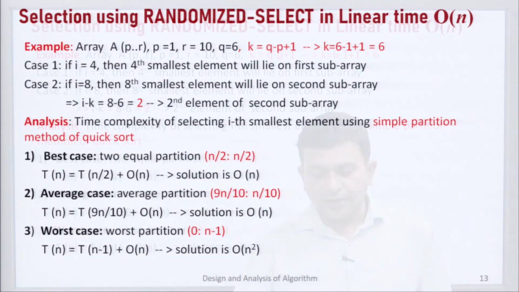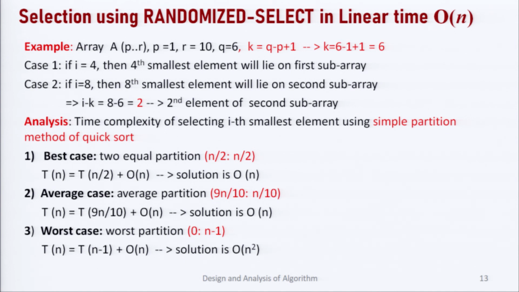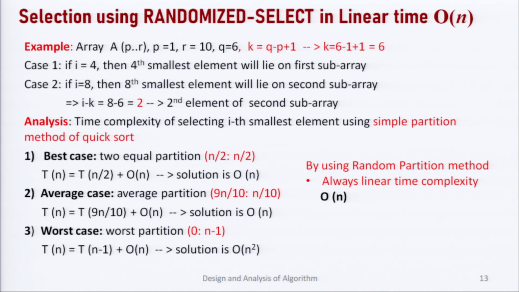Definitely these are some examples we can take. Now just see, if we consider all these cases, the complexity for the simple partition is bad in the worst case, but if you are using the randomized partition, the complexity comes to big O of n.